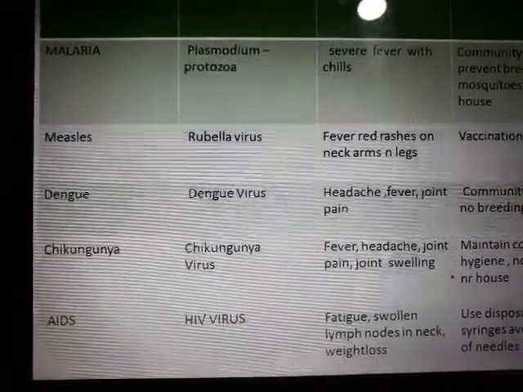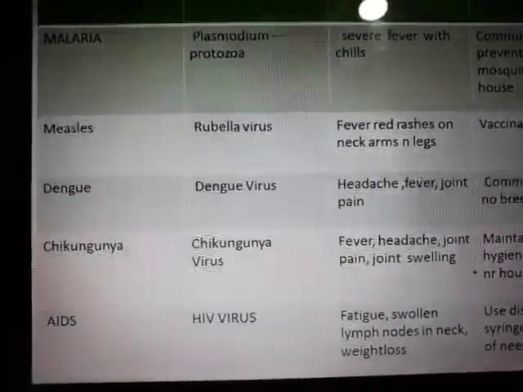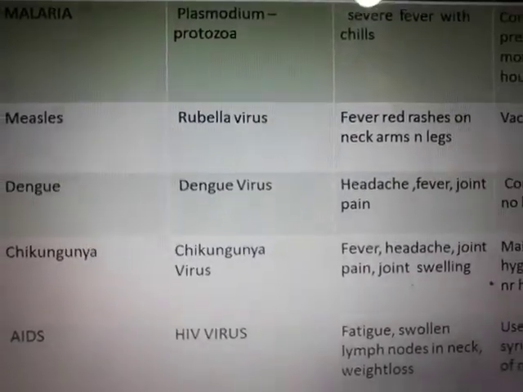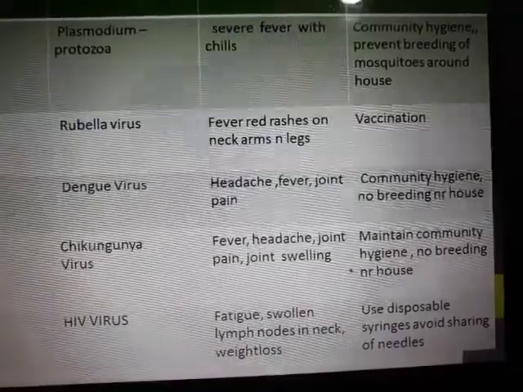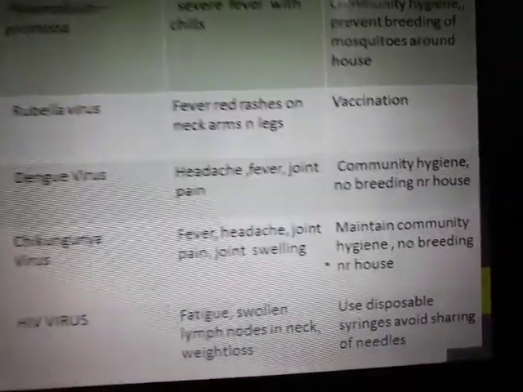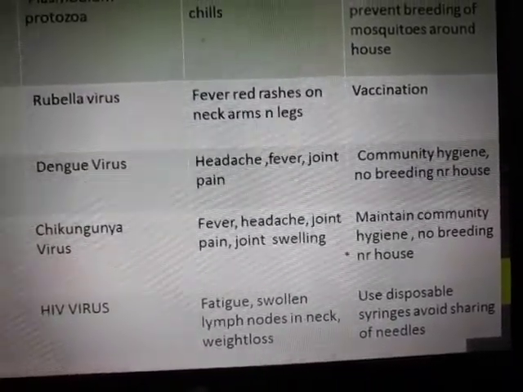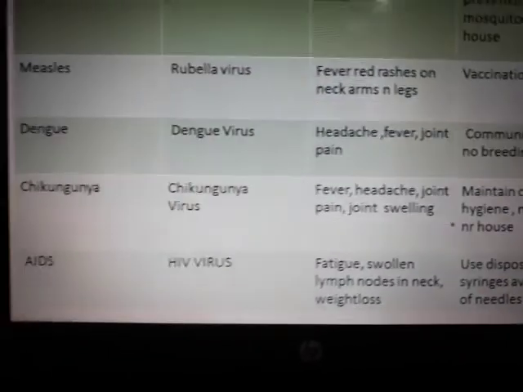Chikungunya comes again from the mosquito, caused by the chikungunya virus. The symptoms are fever, headache, joint pain, and joint swelling. We are supposed to maintain community hygiene, obviously, with no breeding near the house.